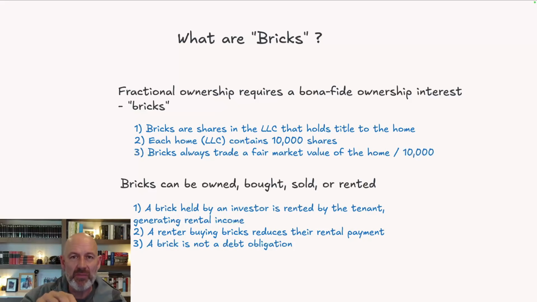So in our model, the LLC holds title to the home, the LLC issues 10,000 shares or bricks, and the customer then owns those bricks, starting with 200, working their way up. And every month we value the home. We establish the fair market value of the home. We'll talk in a second about how exactly that works. So a brick is always a representation, a legal ownership of 1/10,000th of the value of the home.